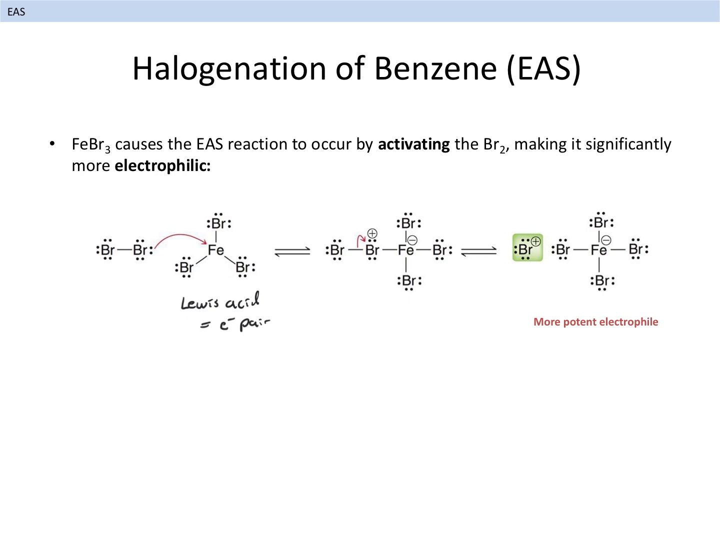The iron tribromide catalyst interacts with a molecule of bromine, forming a complex. This complexation pulls electron density away from the bromine-bromine bond, polarizing it. As a result, one of the bromine atoms becomes more positively charged, and thus a much more potent electrophile. But how does benzene react with this positively charged bromonium ion, causing a substitution reaction? Let's move on to the next page, where we will explore the detailed mechanism of how benzene undergoes this reaction.